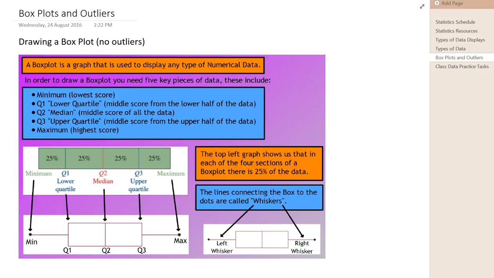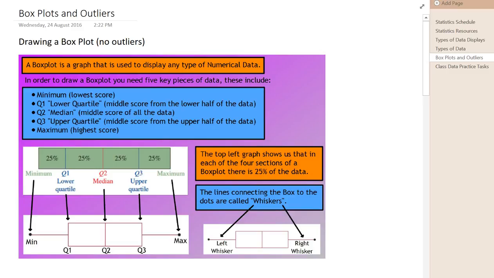This video is going to focus on drawing a box plot, but one of the key skills involved in drawing a box plot is the ability to identify an outlier. So we'll come back to the outlier part. First, what we need to know is the key components that make up a box plot.